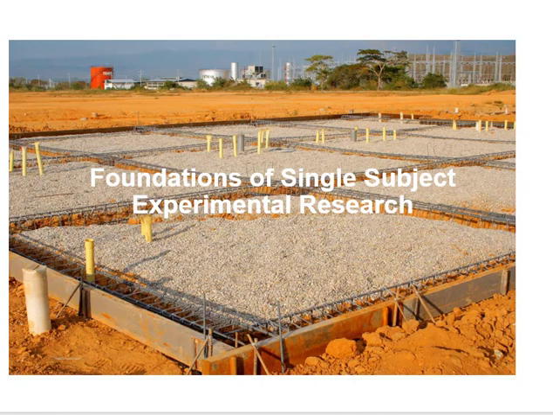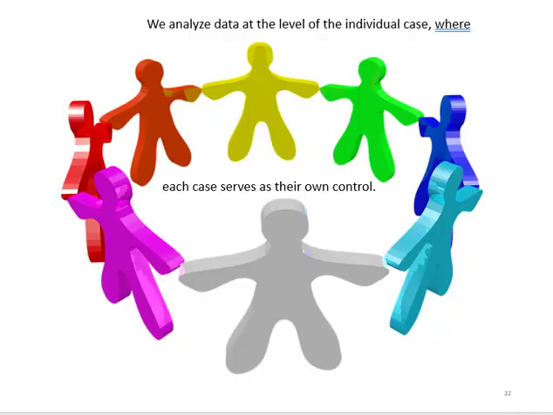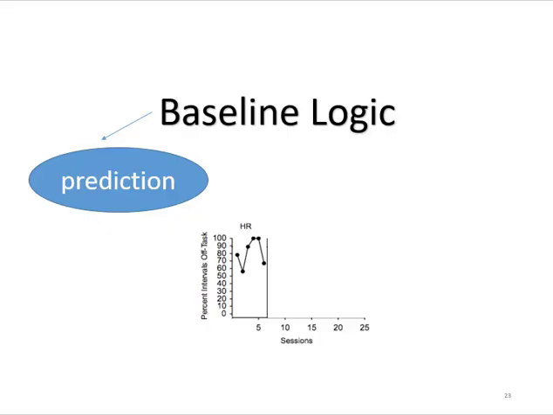Let's explore principles that lie at the foundation of single subject experimental research. In single case research, we analyze data at the level of the individual case, where each case, which can be an individual or group, serves as their own control. That is, we are more interested in how George responds to a treatment than we are in comparing George's responses with Paul's responses. Baseline logic is a distinguishing feature of single case research where we repeatedly measure behavior.